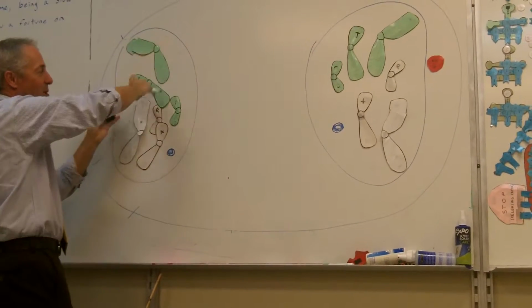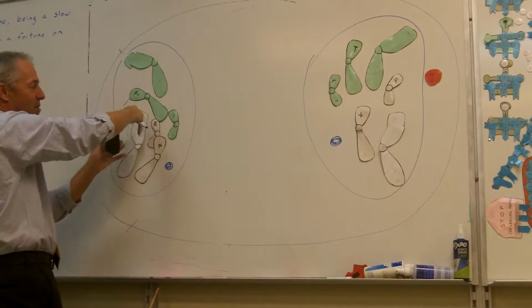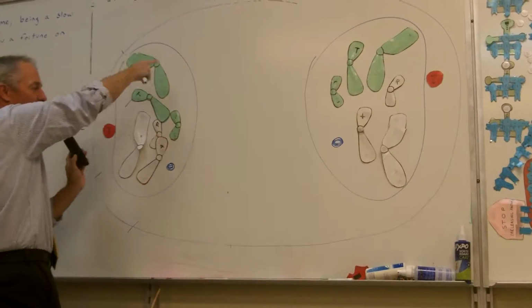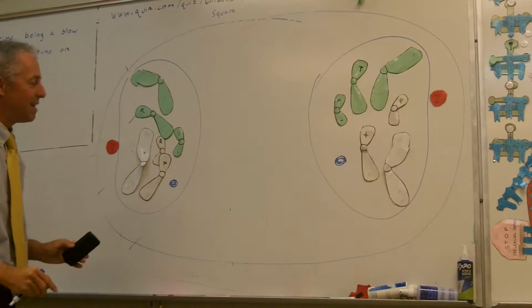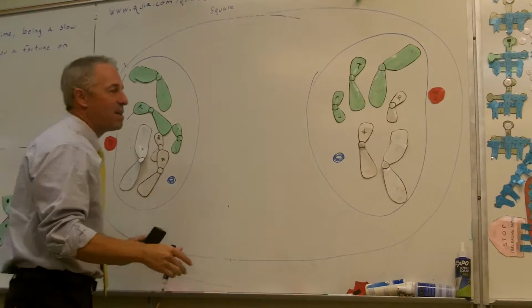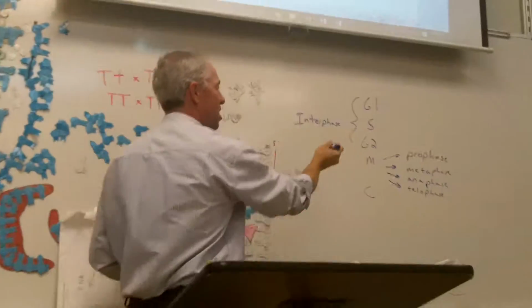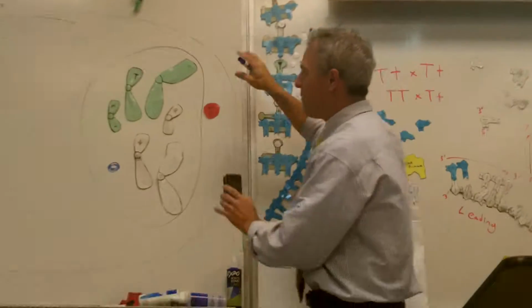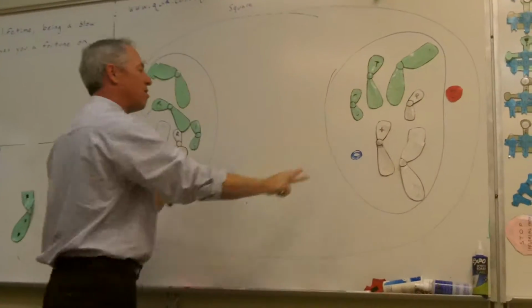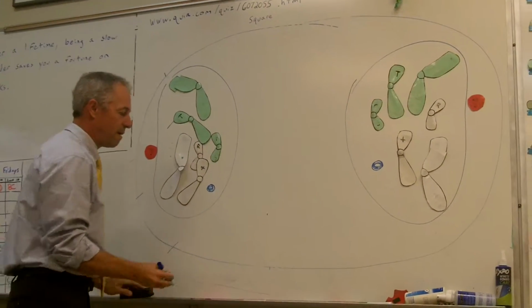These chromosomes come apart. You won't be able to see them anymore. They uncoil, and now we just have another nucleus. And that's the end of mitosis. Mitosis is the division of the nucleus. Now that we have two nuclei, we're done with mitosis.